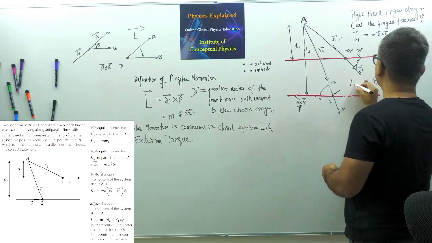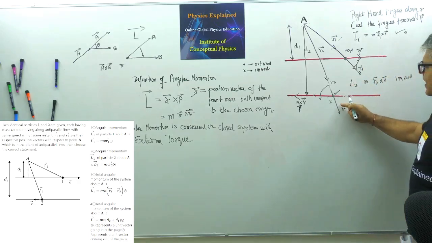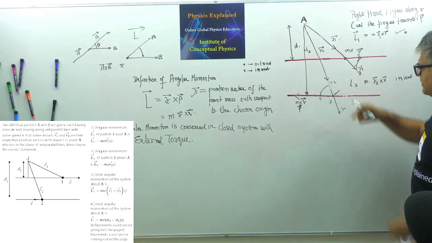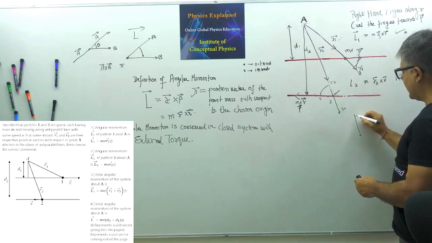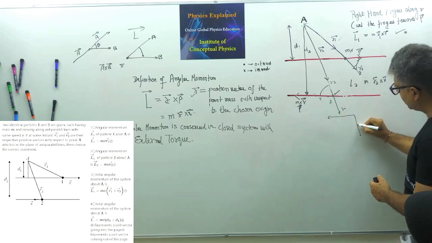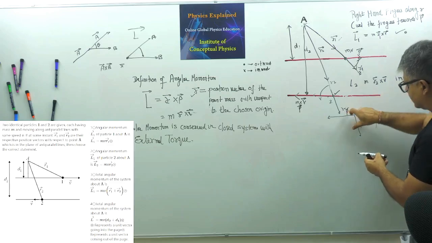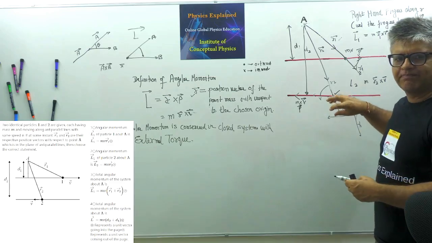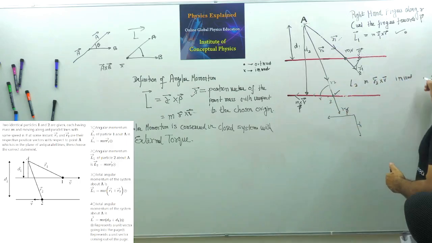So my L2 is coming out to be inward because the position vector is like this. My linear momentum is like this. I am moving from R to P like this, so the screw closes and it goes inside. Which means this will be a cross.